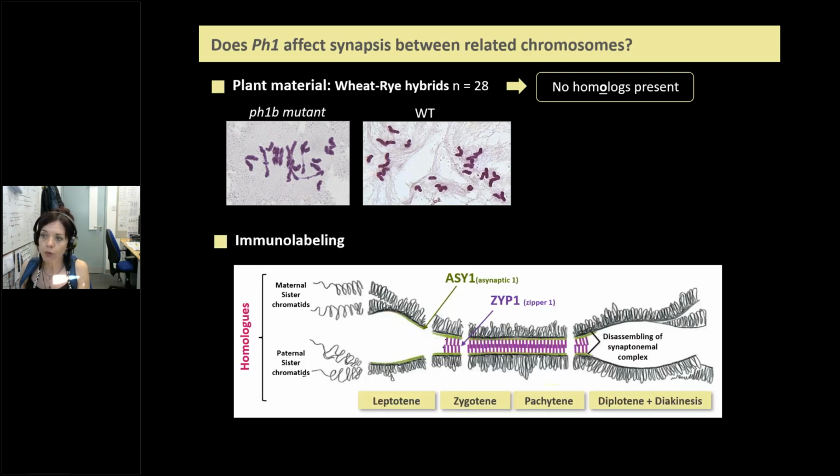And to follow the process of synapsis, I used antibodies against two of the main structural proteins of the synaptonemal complex: ASY1 in green, which labels the lateral element of the synaptonemal complex, in which it labels the axis of every chromosome before it has synapsed, and ZIP1 in magenta, that is part of the central element of the synaptonemal complex and labels the regions that are synapsed.